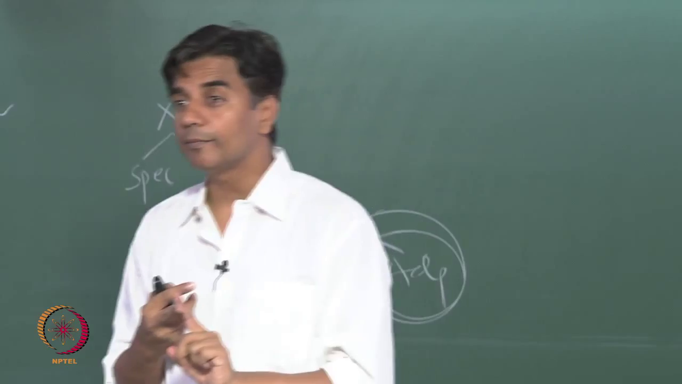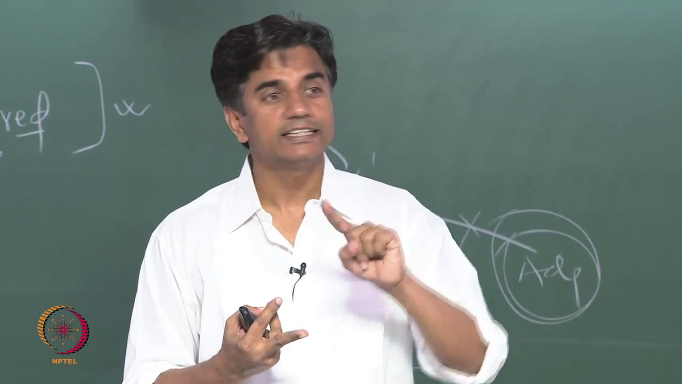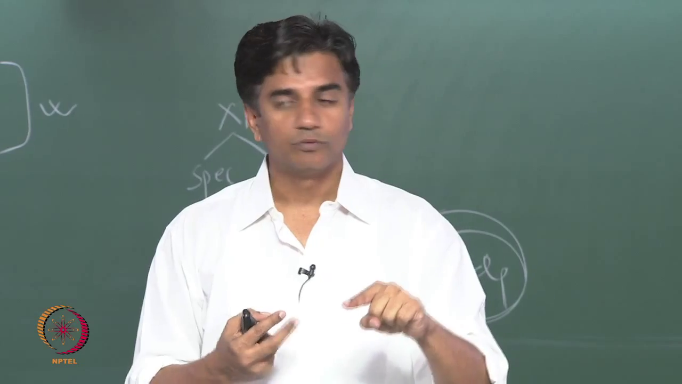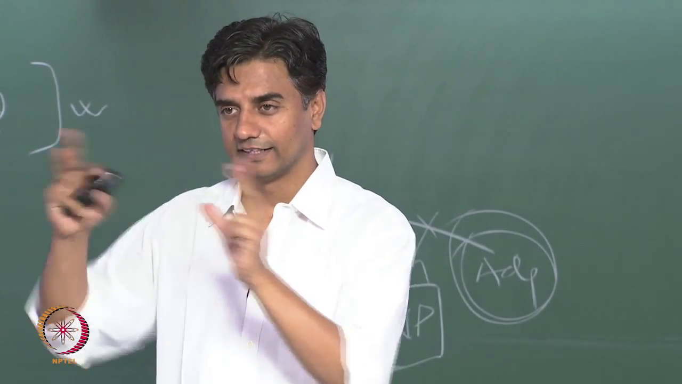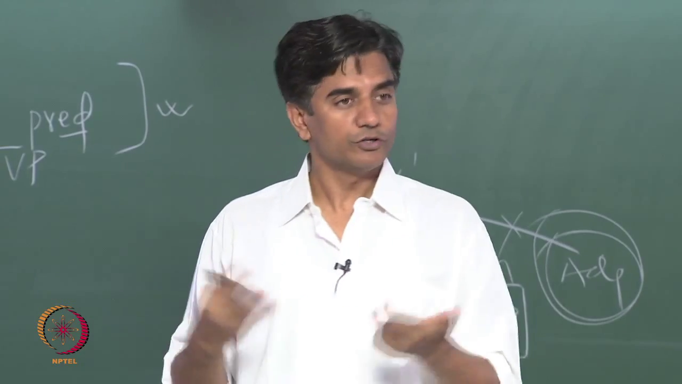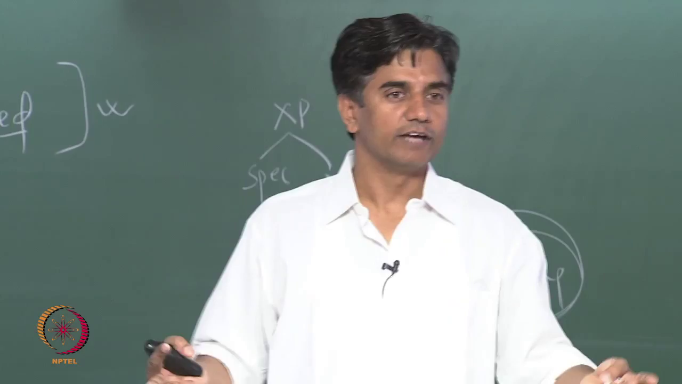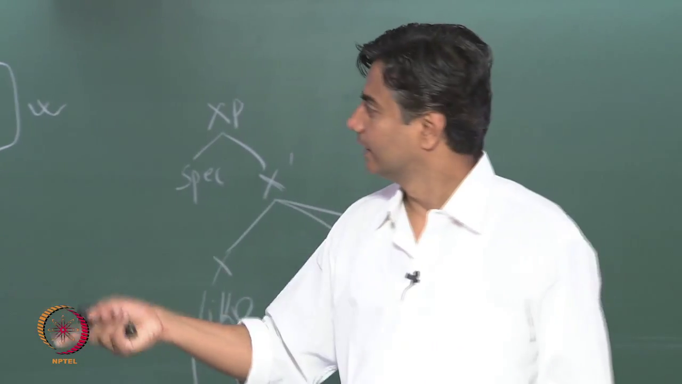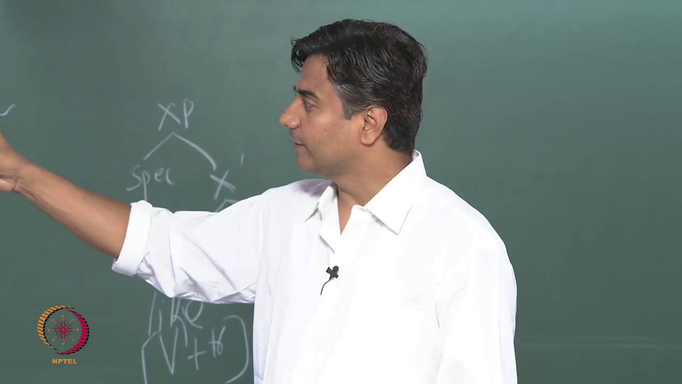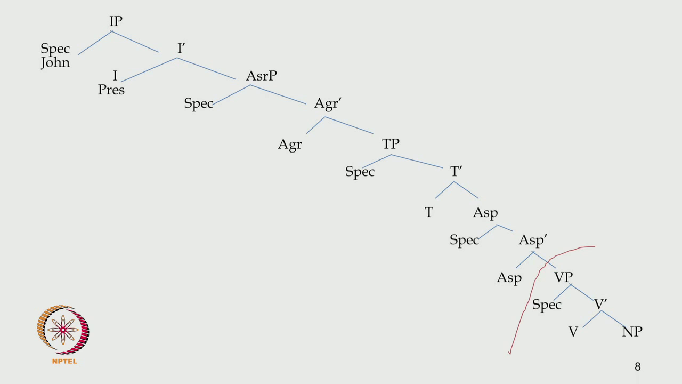Now remember, when I say they are not drawn, I am not saying they are not there. We just don't draw that space, that is a spec. If we want to draw, nobody wants to stop us, it's just going to be longer. And if you are okay with that, then it's fine. Now, we start with IP, we have the spec position of IP, we start with the head I and then AGRP. We have again a spec position and head of that, right?